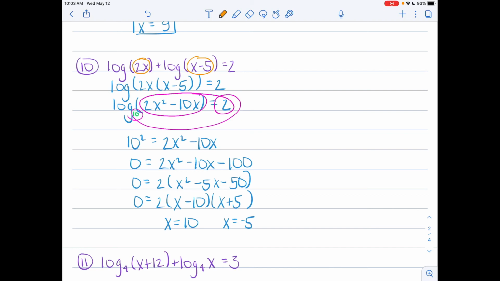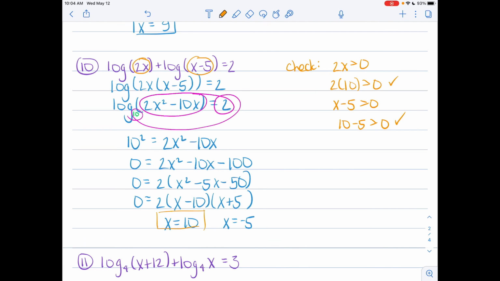The first thing I'll do is check the 10. So my check, I'm going to come up here and check that 2x is greater than 0. Well, for an x value of 10, 2 times 10 greater than 0? Well, yeah, it is. 20 is greater than 0, so that checks out. But I also have to check x minus 5 greater than 0. Again, for my value of x equal to 10, that'll give me 5 is greater than 0. That's also a true statement, so I can say that this one's good.